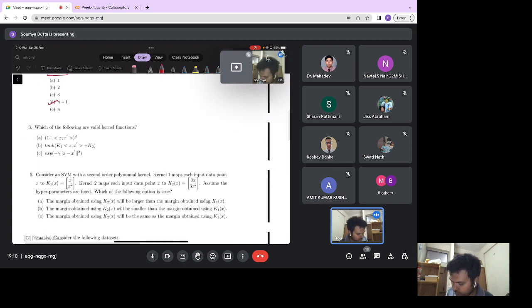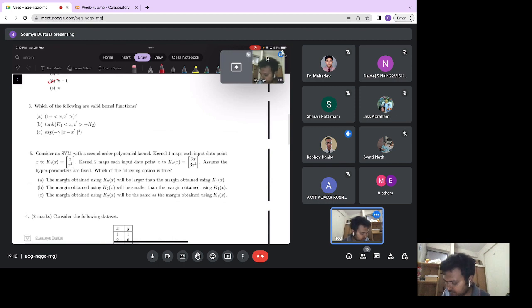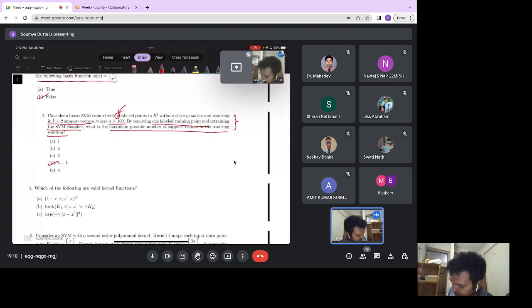Okay, so after that, which are the valid ones? The last one is: if you have n training examples, the number of support vectors can at most be n. Okay, all of your points can be support vectors.